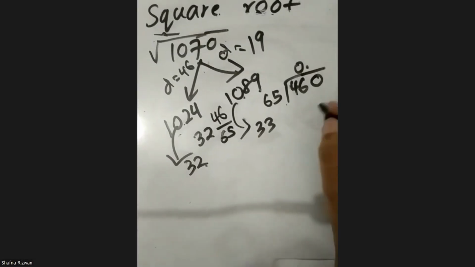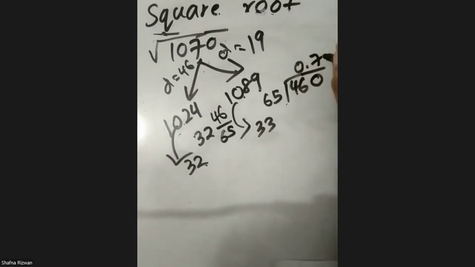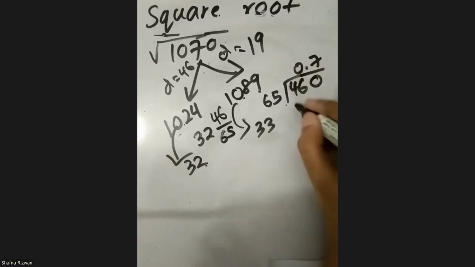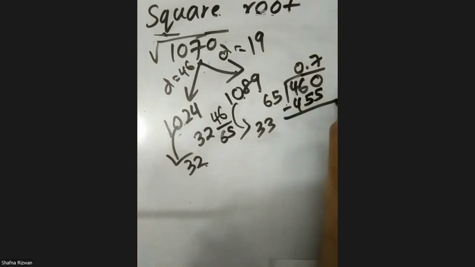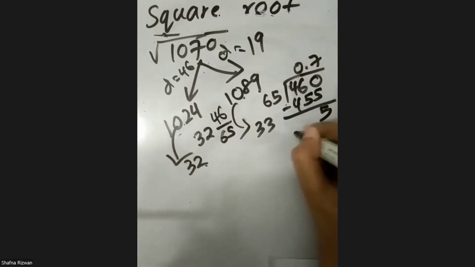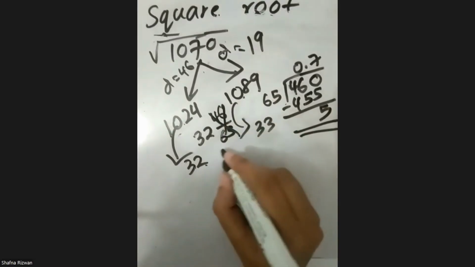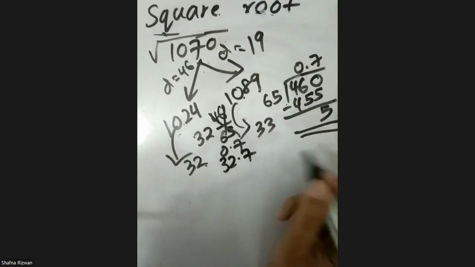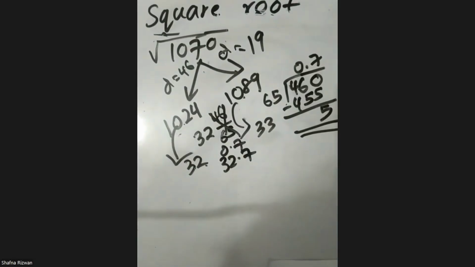You can take around 7. So, 65 multiplied by 7 is how much? We get around 455. Then what's the remaining amount that you have? 5. So here instead of 32, you can put 0.7. Then 32.7 will be your amount that you're getting.